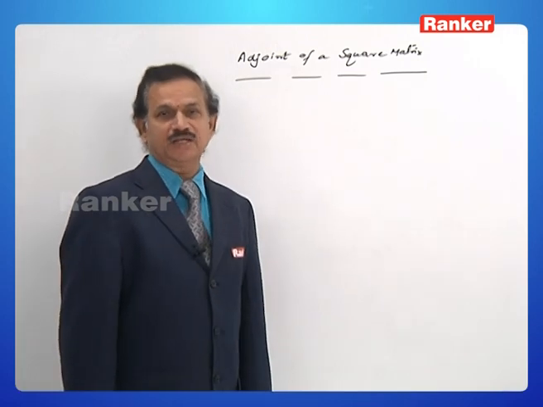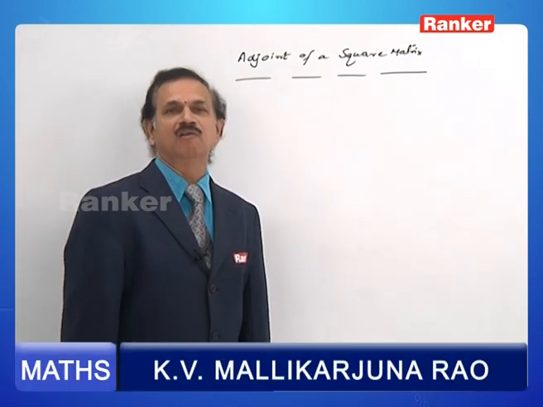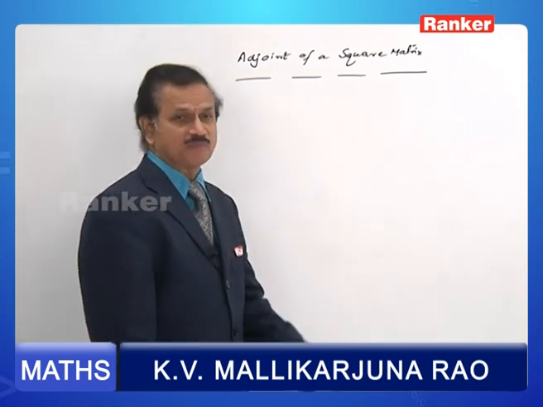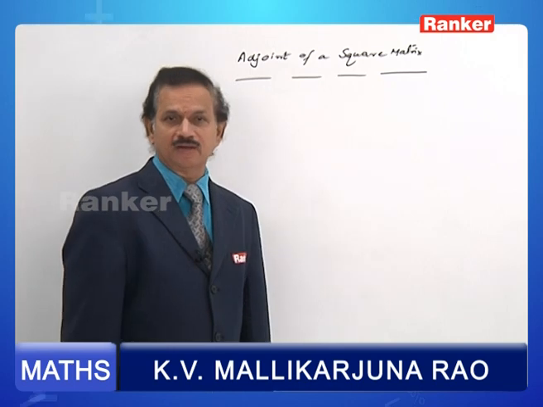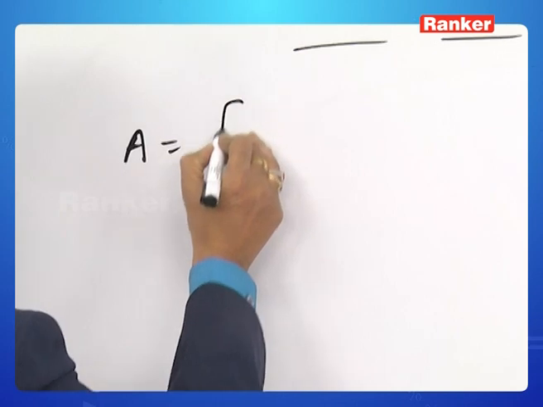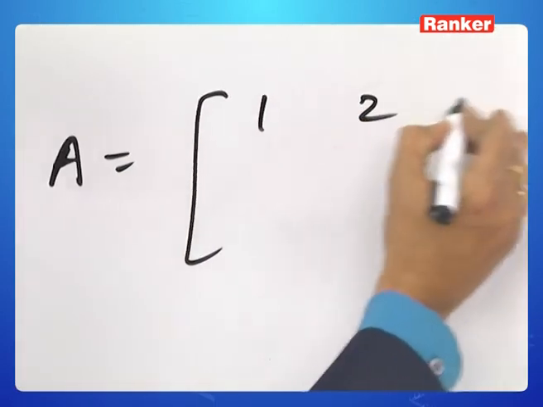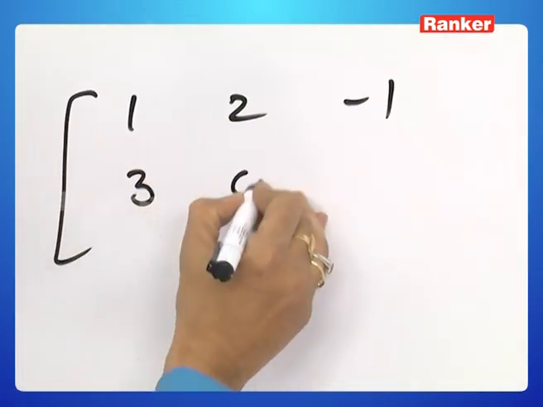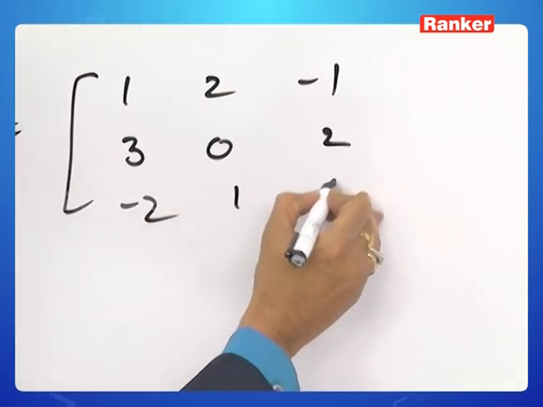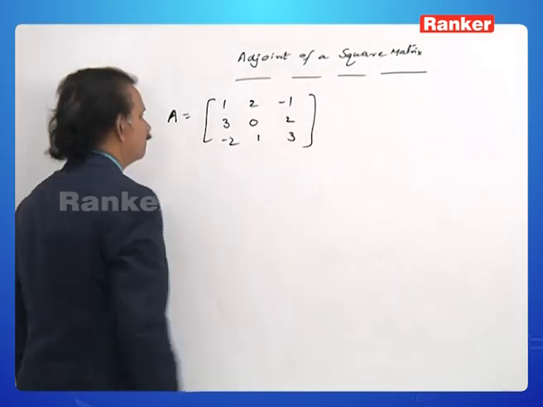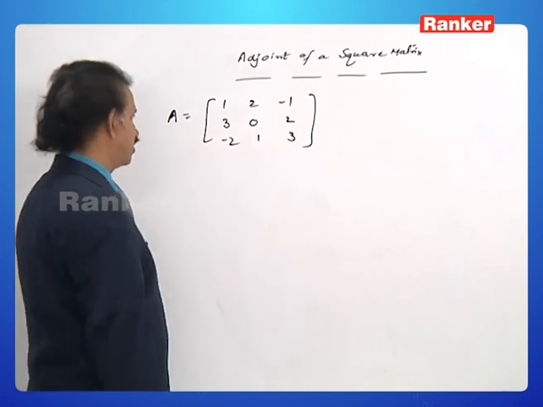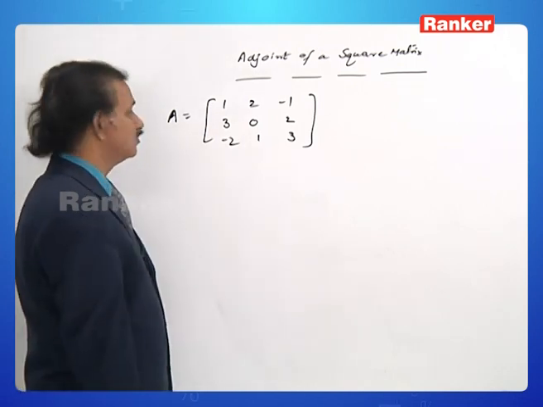We shall now look at a new concept, namely adjoint of a square matrix. Let us first observe its presence in view of a numerical example. Consider the matrix capital A, which is a 3 by 3 square matrix. Altogether, how many? There are 3 rows and 3 columns.